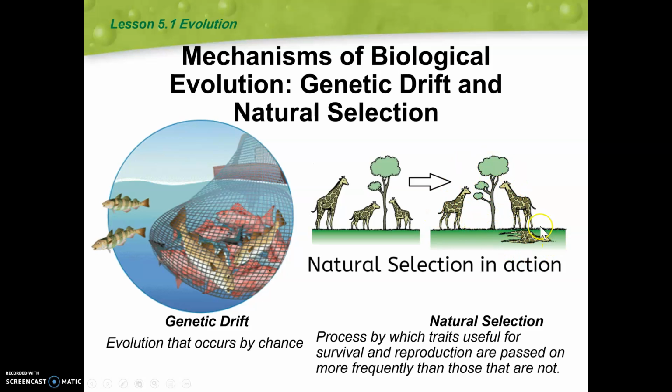So the short neck giraffe is not going to survive in this, and the long neck gene is going to be continually passed on in that population. So that's the difference between genetic drift and natural selection here. Again, I encourage you to really look into these. Natural selection is what Darwin was proving with his finches here.